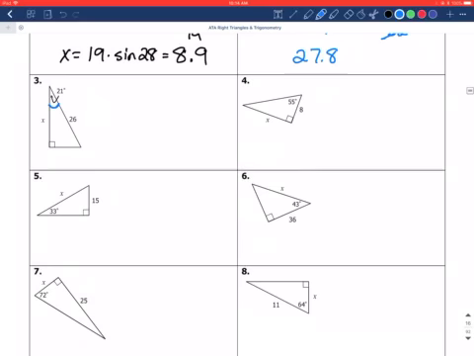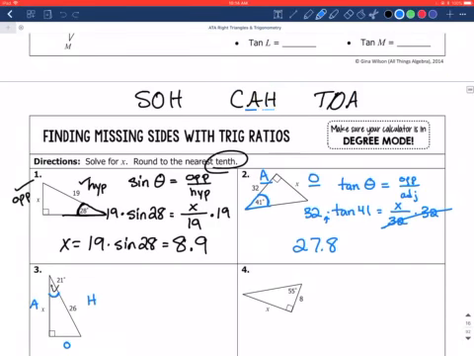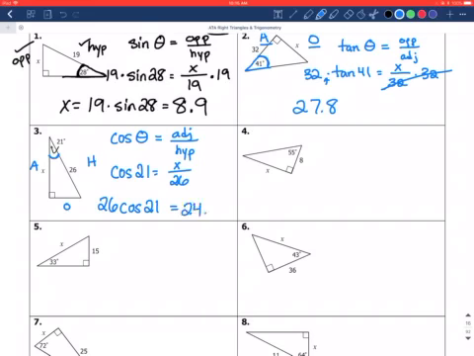All right, for number 3. So we have our reference angle. 26 is our hypotenuse. X is our adjacent. The blank is our opposite. So they gave us adjacent and hypotenuse. So we're looking up here of which one has adjacent and hypotenuse. We're using cosine for this one. So we have cosine of theta equals adjacent over hypotenuse. So the cosine of 21 degrees equals x over 26. Multiply both sides by 26, and that will give you 24.3 as your final answer there.